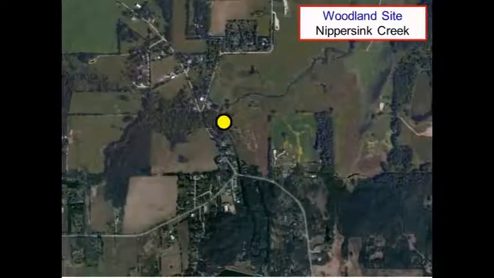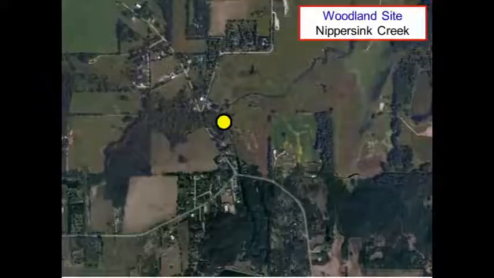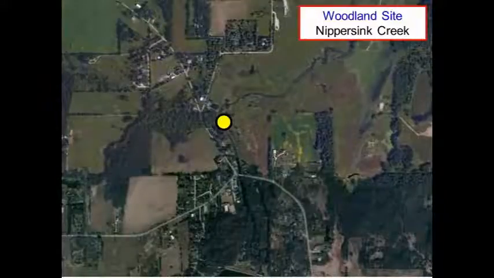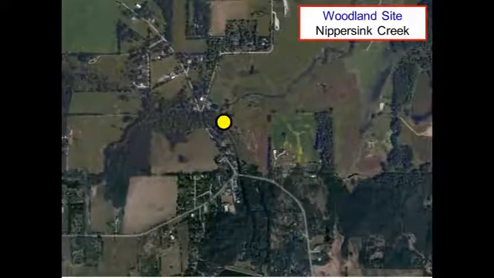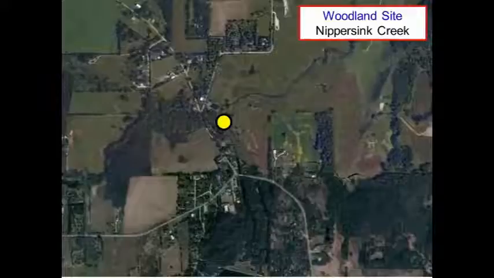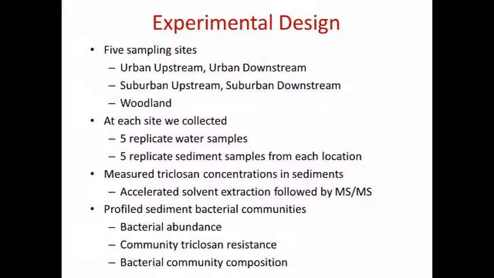And then finally, this is our woodland site, Nipissing Creek. So you can see the much, much lower population density and human impact at this site. This stream actually flows from bottom to top in this picture. So upstream of our sampling site is a fair amount of just sort of wooded area. So at each of these sampling sites, we collected five water samples and five sediment samples.